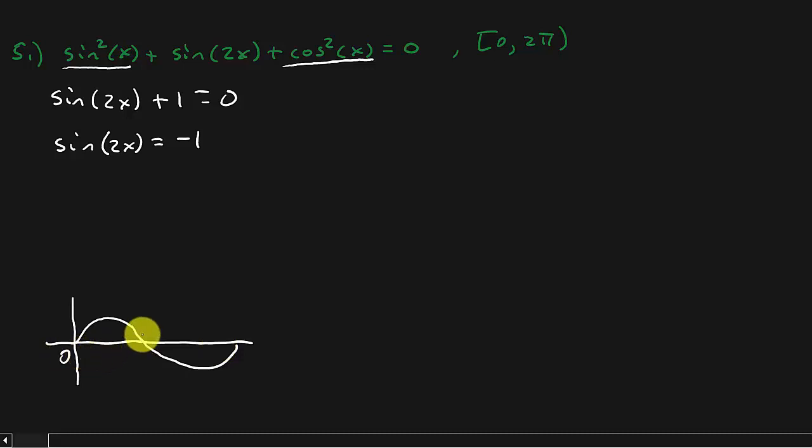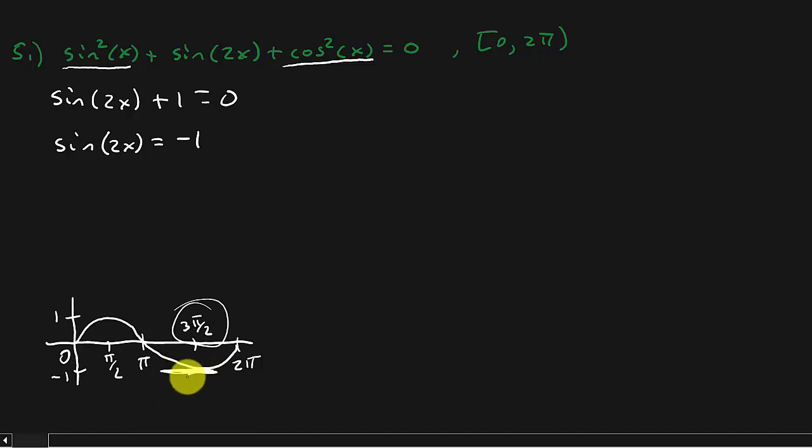There's the graph of sine. There's pi. There's pi over 2. There's 3 pi over 2. And there's 2 pi. And what do I need? I need where it's -1. Where's sine -1? At 3 pi over 2.